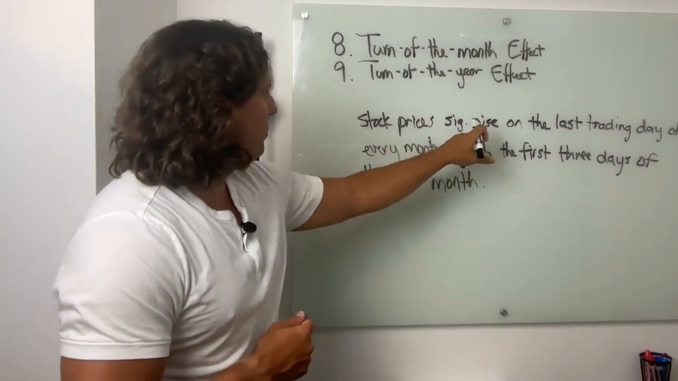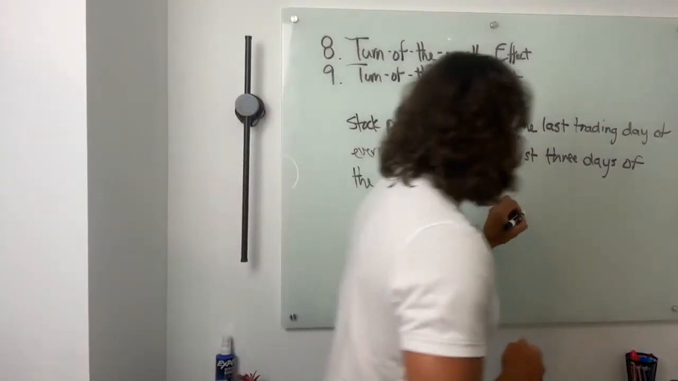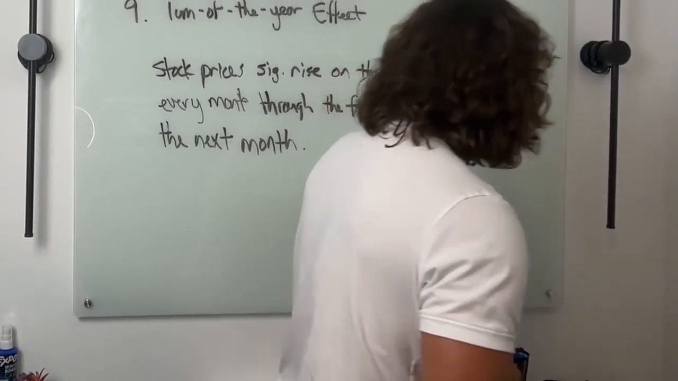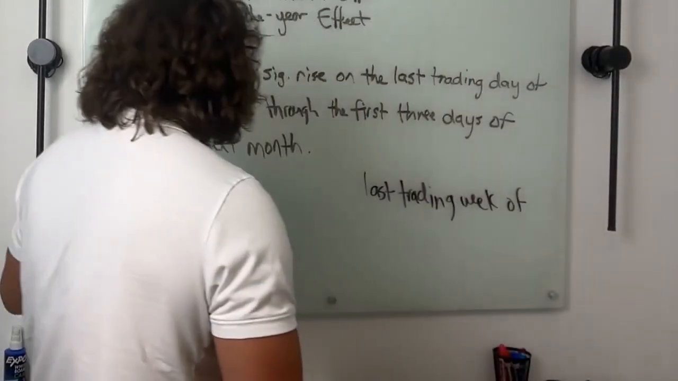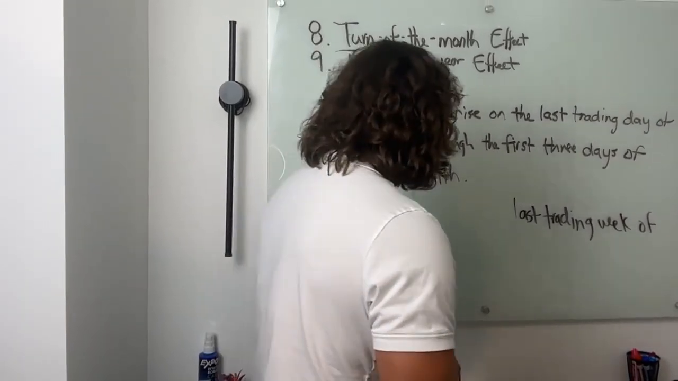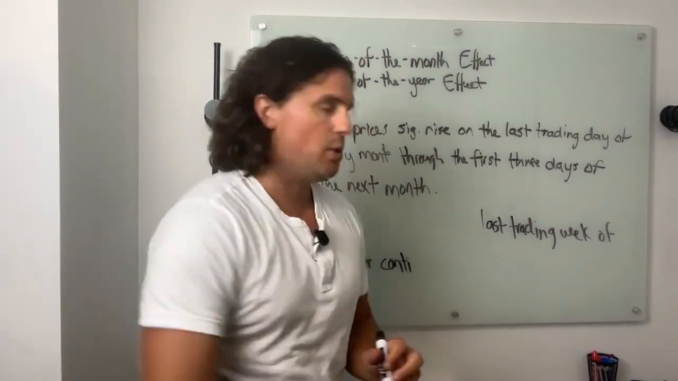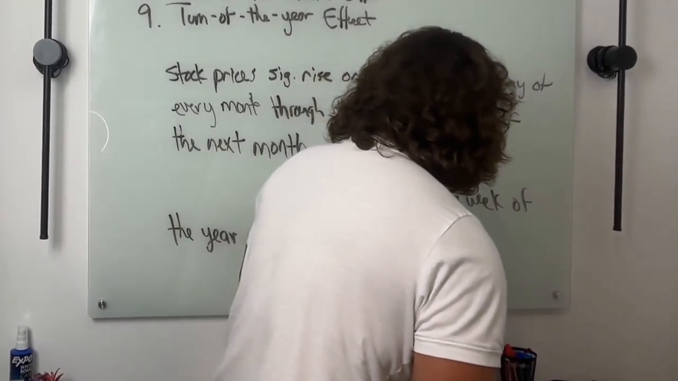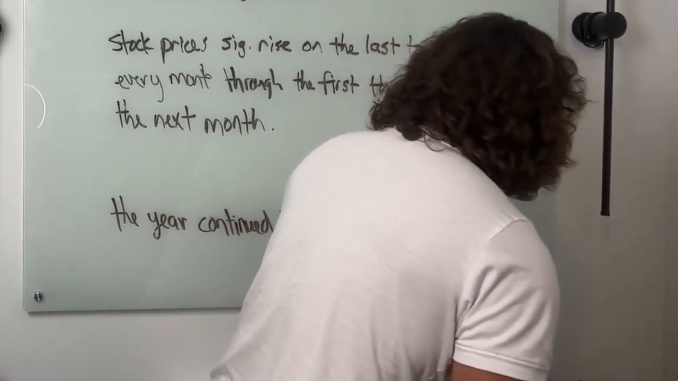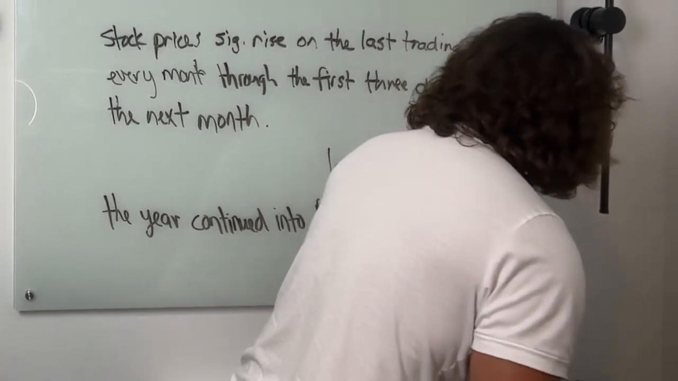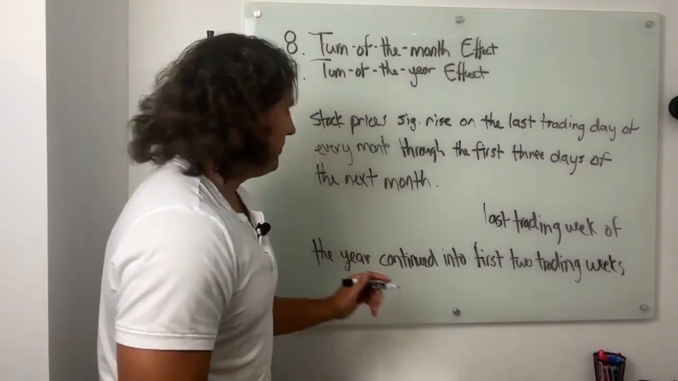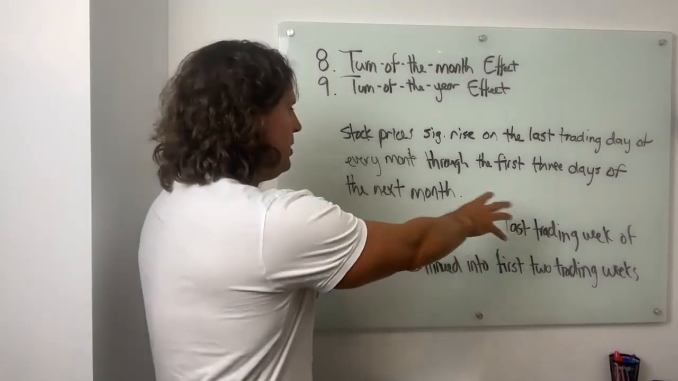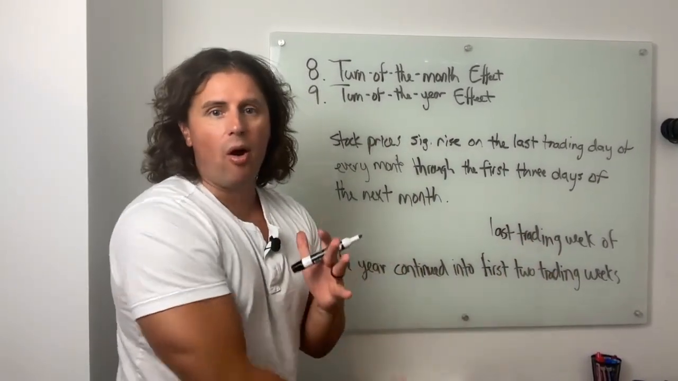This is where we see stock prices rise on the last trading week of the year, continued into the first 2 trading weeks of January. You see these abnormally large returns. Now, it's not as robust and high and significant, but there is something going on that is showing, hey, these 3 weeks of trading happen to have higher returns than all the other 49 weeks.